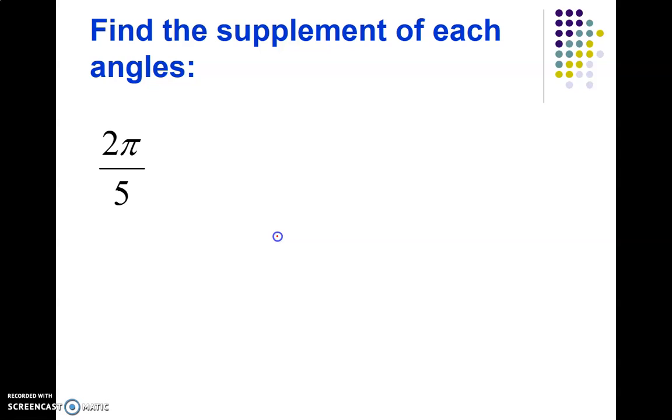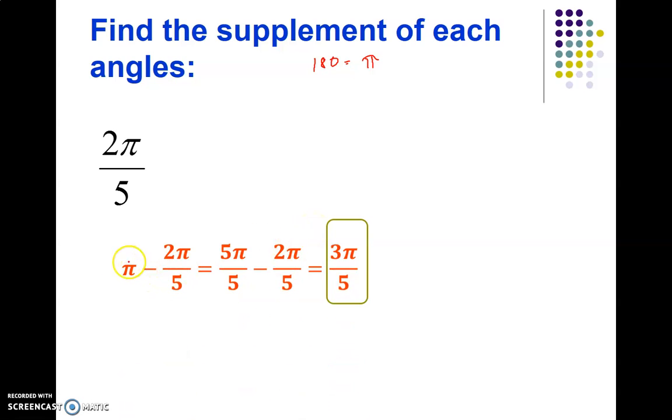Next, supplementary. What is supplementary? Two angles, alpha and beta, that sum to 180 degrees. What is 180 degrees in radian? It is equal to pi. So therefore we will have now 2 pi over 5. You are going to subtract that from 180, or pi, which gives us 3 pi over 5.